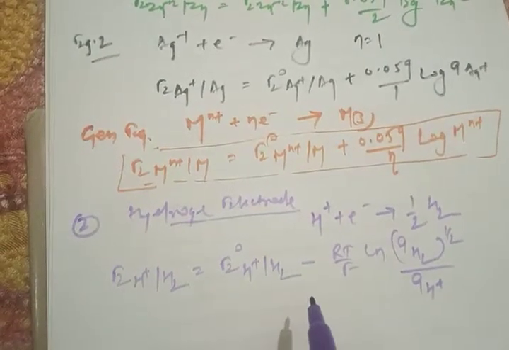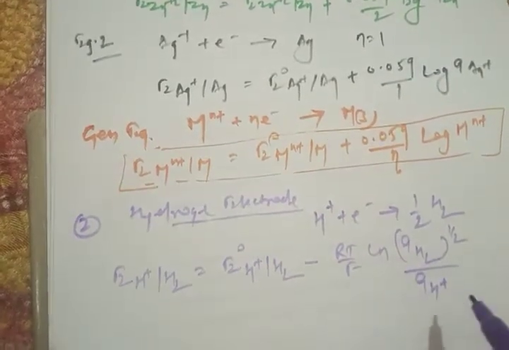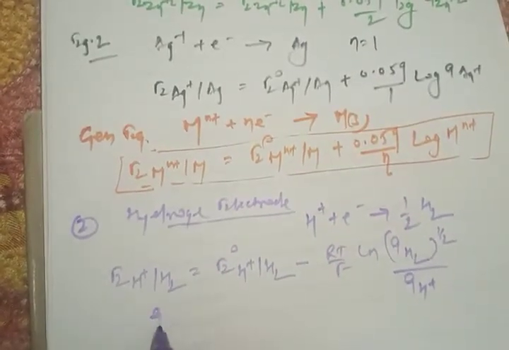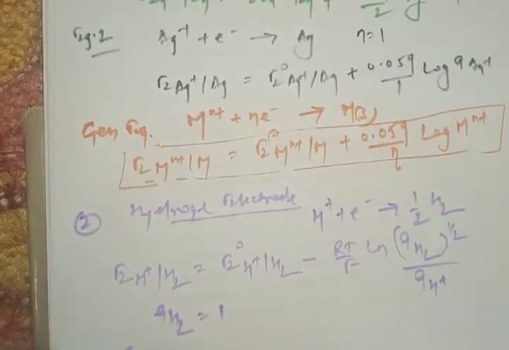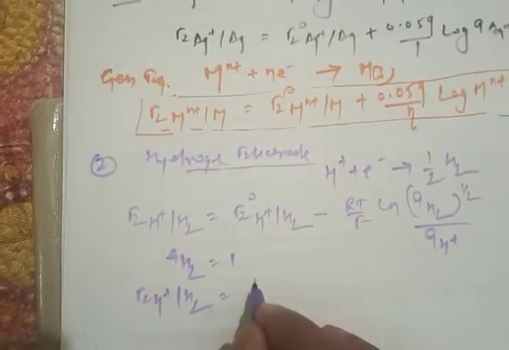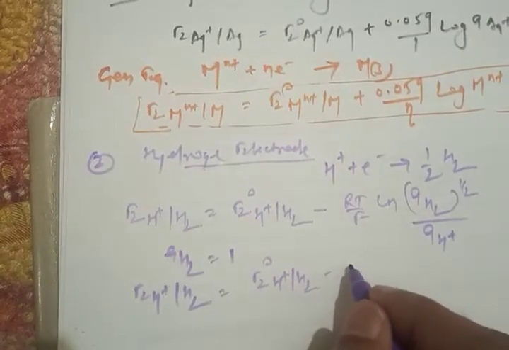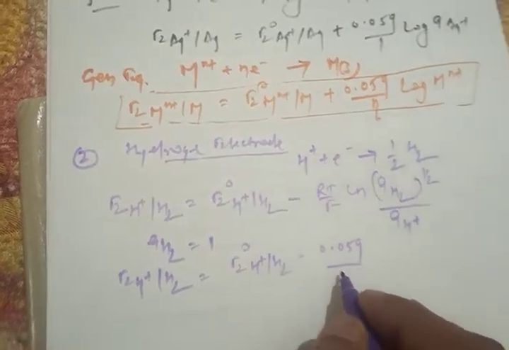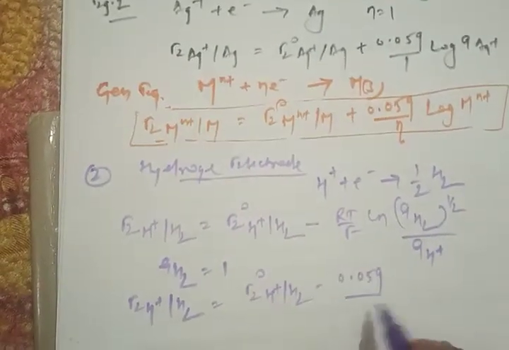Okay. Then again, if you put all the values and activity: the standard hydrogen gas at 1 atmospheric pressure, the pressure of hydrogen gas is 1 atmospheric, so AH2 will be equal to 1. AH2 is 1. So this is now the change of equation. E naught H plus H2. Here I'm writing the whole value 0.059 upon 1, because in this case we have one electron, so no need to write that one.